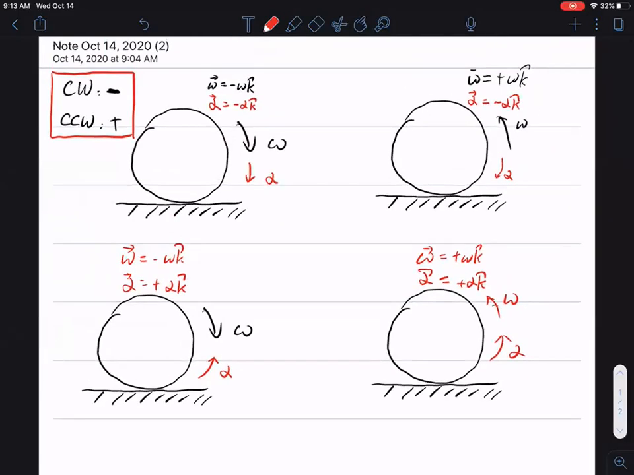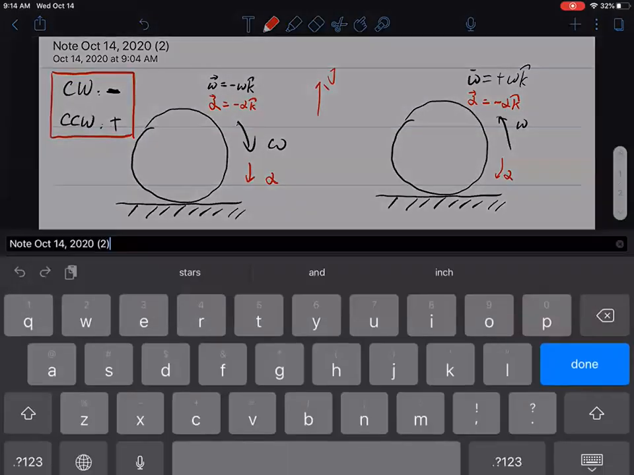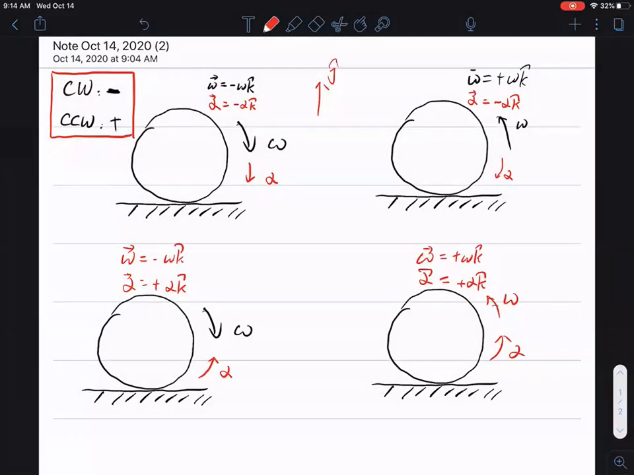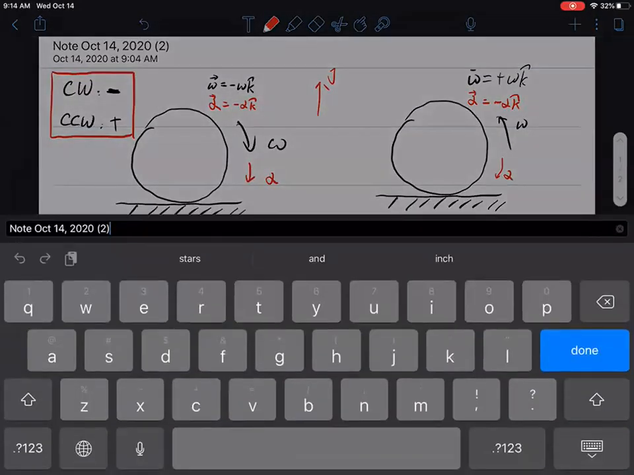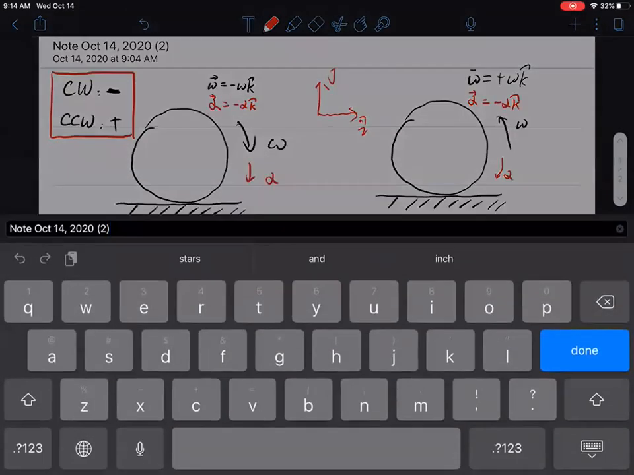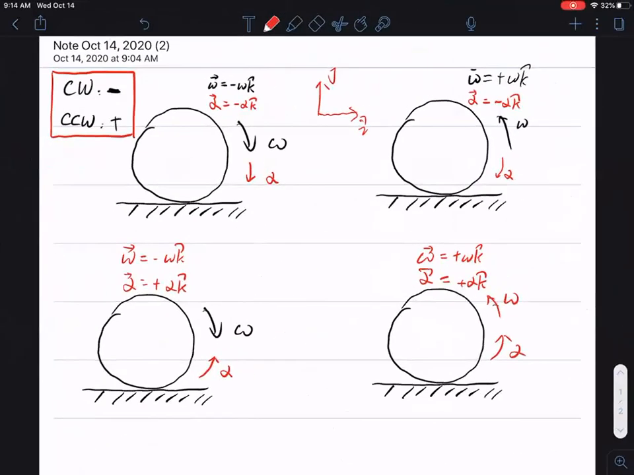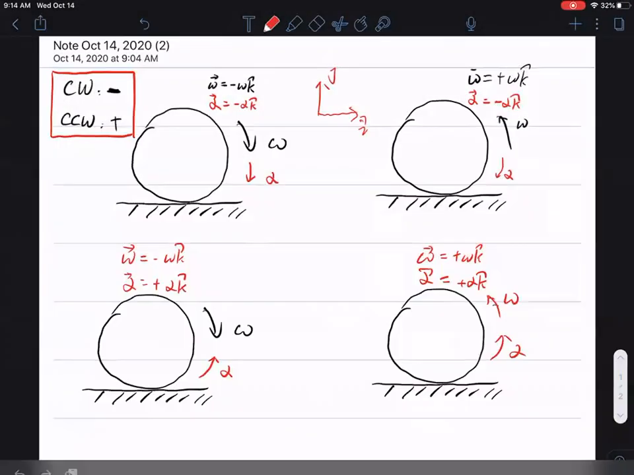One more question here. If this is our J direction, oh, come on. This is our I and J. I don't know what's going on here. It's annoying.